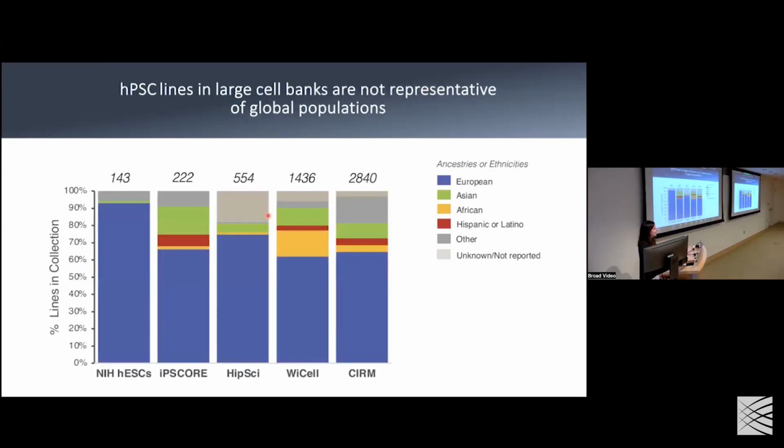However, unfortunately, and this mirrors what we have seen in the genetics field, the existing human pluripotent stem cell lines in these large banks are really not representative of global populations. As you can see here, we've shown some of the largest repositories worldwide, and the majority of participants in these, the people who donated these cells, are of European ancestry.